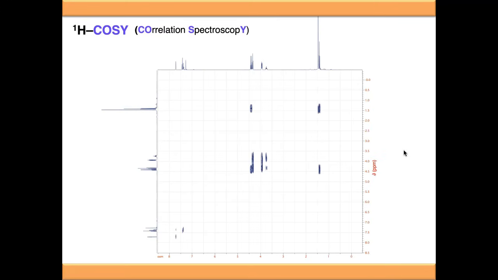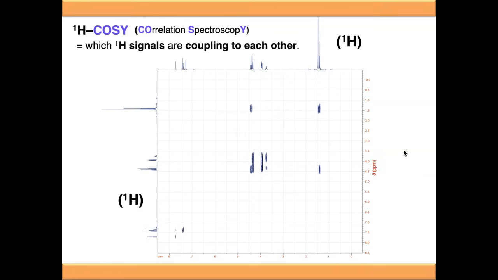So starting with the first of our specific techniques, this is proton COSY spectroscopy. So this is correlation spectroscopy. So this is a COSY spectrum, and you can see we've got a proton spectrum across the x-axis and a proton spectrum across the y-axis. And what this is showing us is which proton signals are coupling to each other. So we're looking for proton-proton coupling.